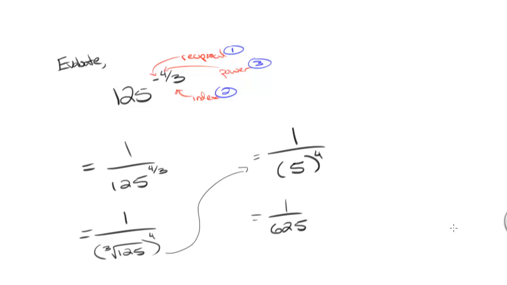So again, just to review quickly, what I did was go in this order. The first thing I did was apply that reciprocal. The second thing I did, which is really this step right here, is I applied that index, or the radical. And then the third step was right here when I applied that power. You could do those in any order, though I would recommend the order I did, as it is the most efficient.